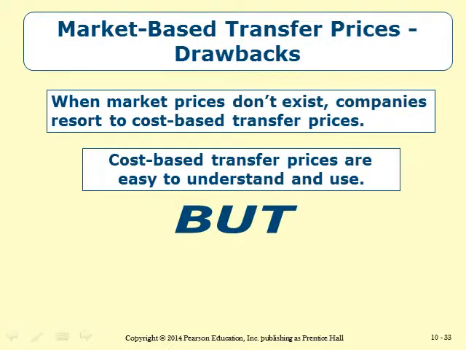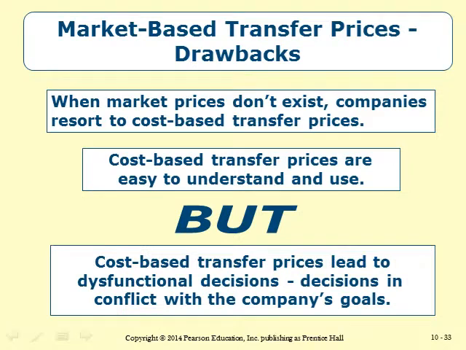So when market prices don't exist, most companies resort to cost-based transfer prices. In fact, about half the major companies in the world use a cost-based transfer pricing system. However, there are several possible definitions of cost. Some companies use only variable cost. Others use full cost, and still others use full cost plus some profit markup. Some use standard cost, and some use actual cost.